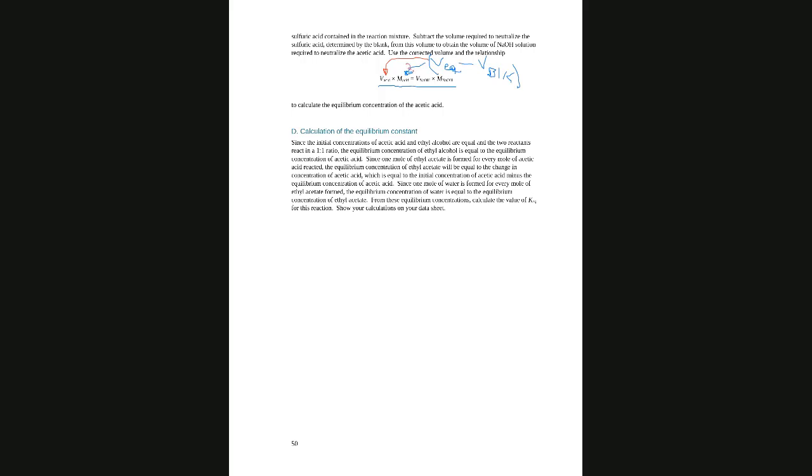Okay, and the last part, once you did all that work, you are going to calculate the equilibrium constant. Now, I will give you a quick overview, and then we are going to do the learning check. We will go over this again. But I want to show you how you are going to calculate the equilibrium constant.